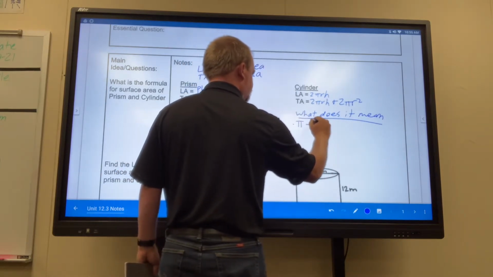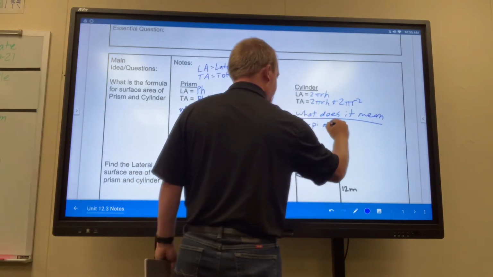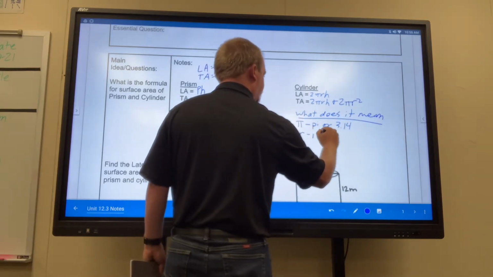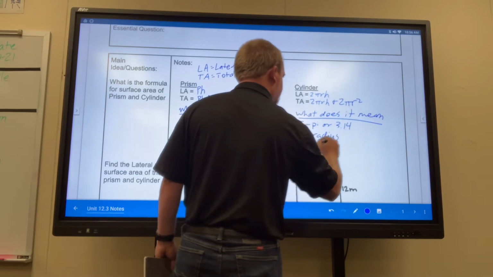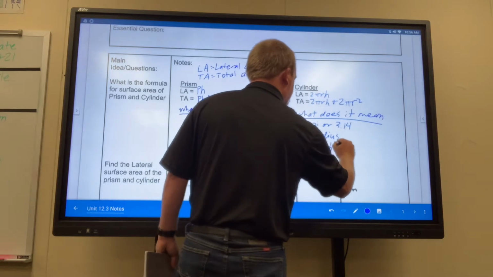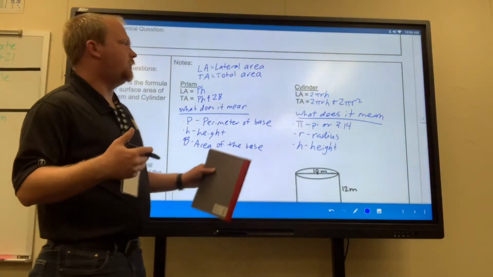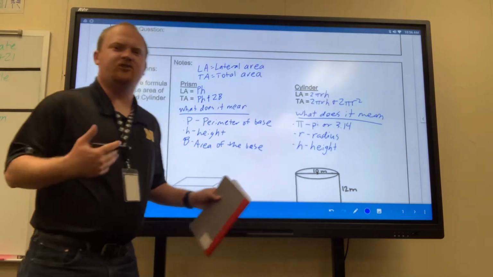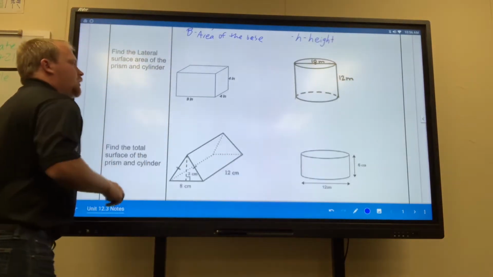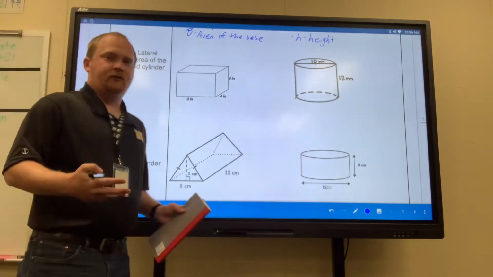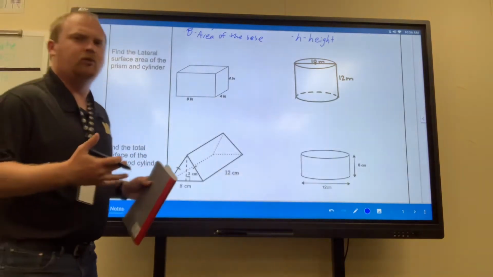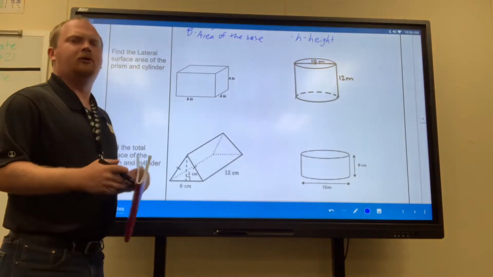But just to make sure, what does it mean? Pi is just pi, or 3.14. R is the radius, and h is the height. So again, part of it is just recognizing what each feature is. Now, first off, let's find lateral surface area. What we've got to keep in mind is that whatever the base is, we've got to find the perimeter of that.